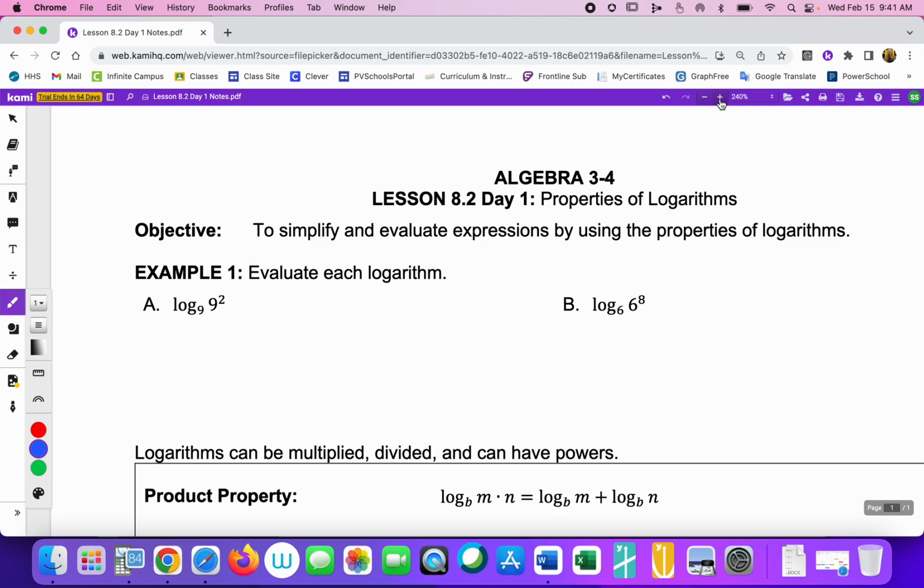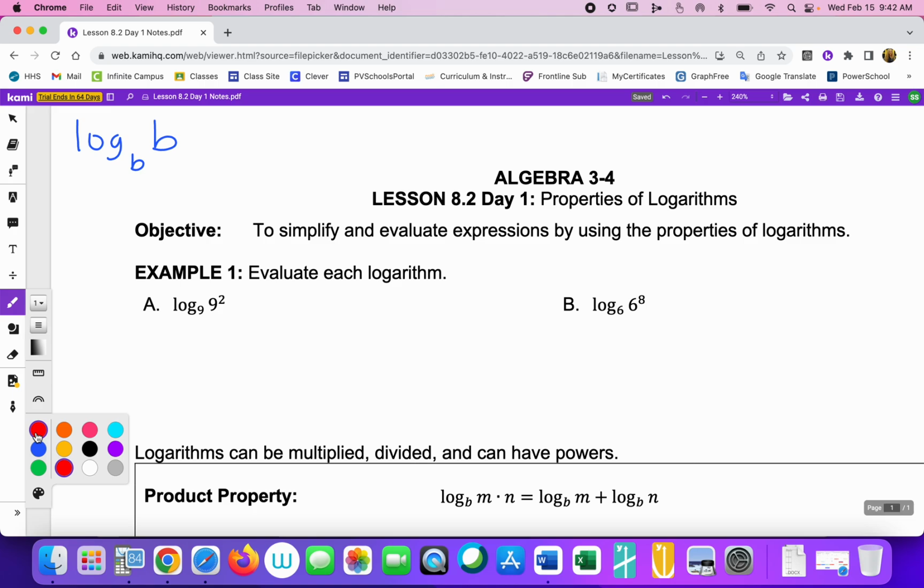both A and B? What's the same about both of them? The base value is the same as what's called the argument, that came up the other day, but that's the bigger number next to it. So that is when the inverse property applies. So the inverse property is when you have the base matches the argument, and then you'll have some exponent.